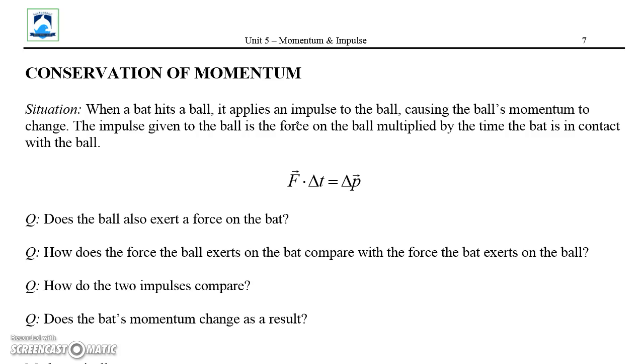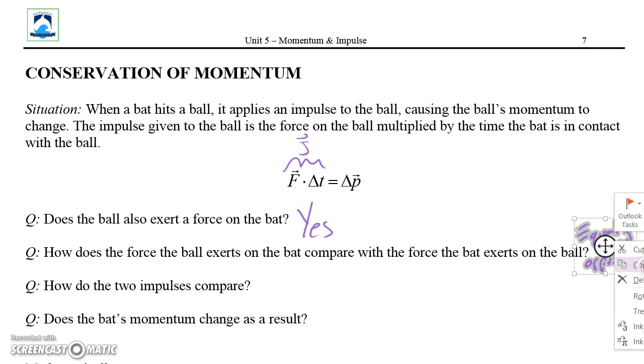Well, we have to, because that's what Newton's third law says, equal and opposite forces. So absolutely, yes. How does the force of the ball exerted on the bat compare with the force the bat exerts on the ball? Again, Newton's third law says that it has to be equal and opposite. That's the only way. How do the two impulses compare? Well, the time in both situations has to be the same. So if we look at our equation for impulse, we get the same result of equal and opposite.